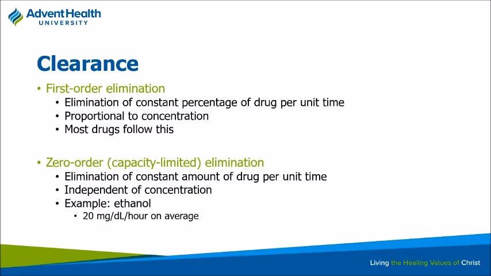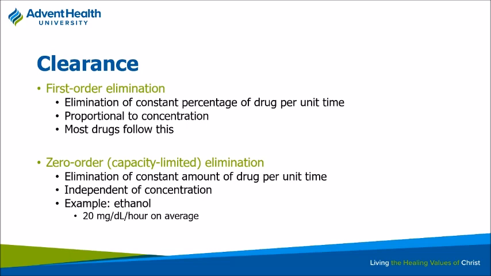So I'll give you the example of ethanol, right? Ethanol typically follows zero order kinetics, meaning that people who have an alcohol level of say 80 milligrams per deciliter may roughly eliminate 20 milligrams per deciliter per hour on average. So if their level is 80, how long would it take them to get to a level of 0? 4 hours, right? Because the first hour is 20 milligrams per deciliter, the next hour 20 milligrams per deciliter. I'll show you some graphs of what this looks like.